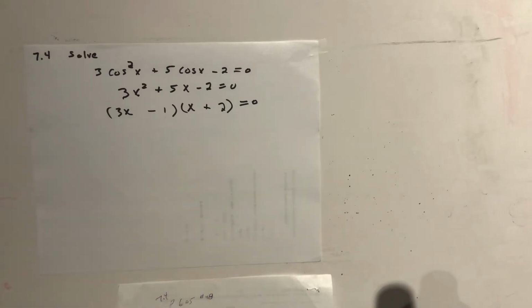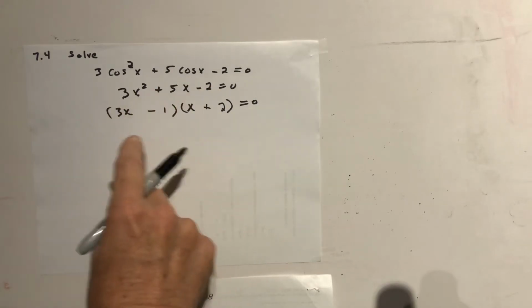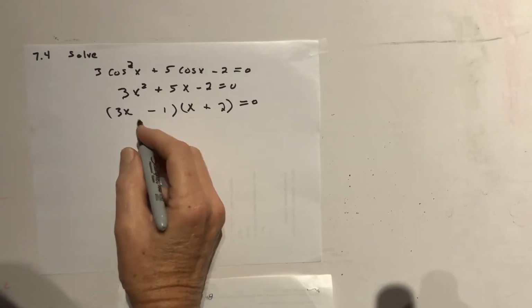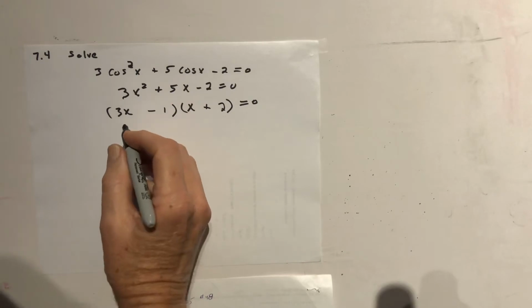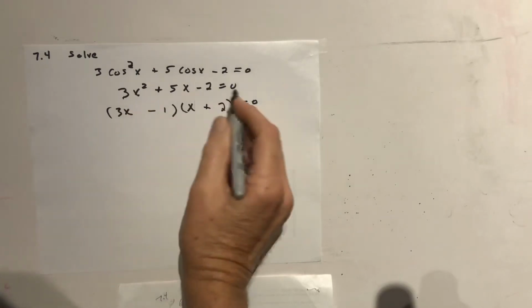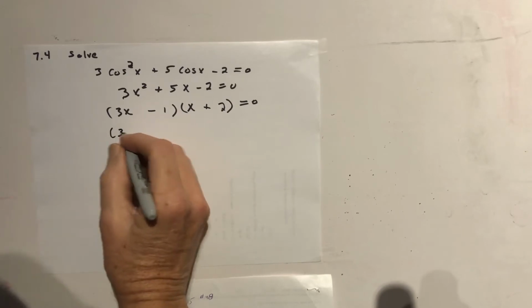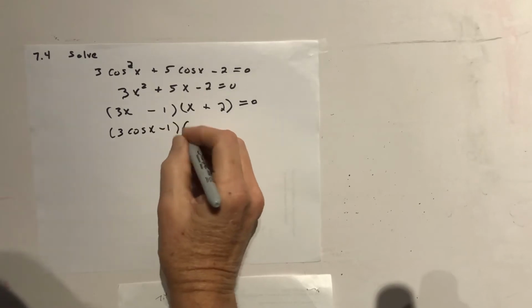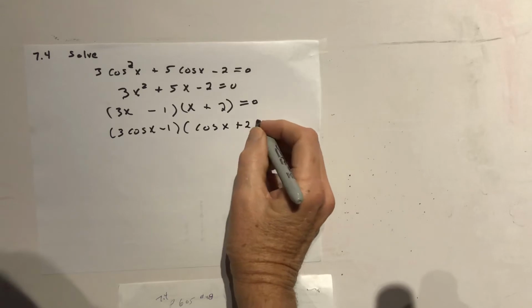Now, if you have a Casio FX 115, you could put mode 5-3, put 3, 5, negative 2, and you'll get these two answers down here. But we need to put the cosine back in. I just took it out to make it easier to factor. Put them back in, it's 3 cosine x minus 1 and cosine x plus 2.